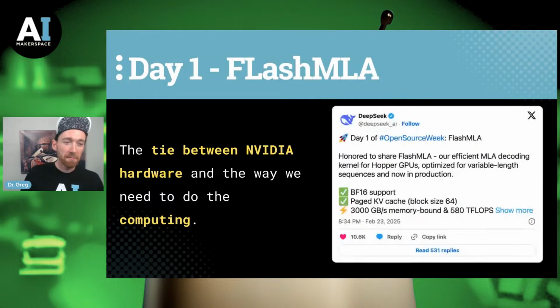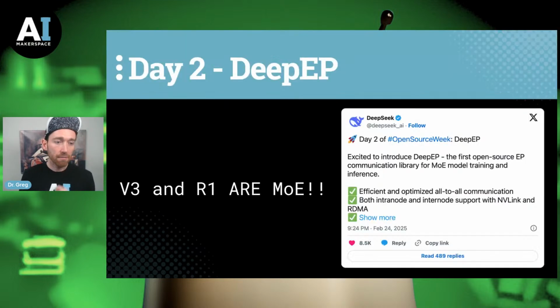FlashMLA is really focused on decoding for Hopper GPUs. This is where the tie between NVIDIA hardware and the way we actually do computing comes together. It needs to run well on specific GPUs. We're using KV caches. We're using that paged attention. We're leveraging the stuff that we see from previous open source repos and releases, and then we're building on it. So this FlashMLA, flash attention on Hopper GPUs, is really tying the hardware into that kind of flash attention.